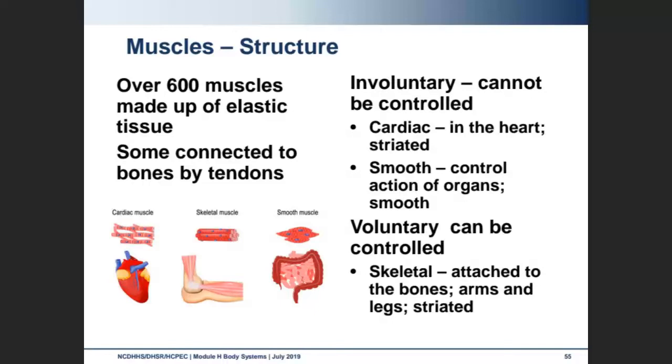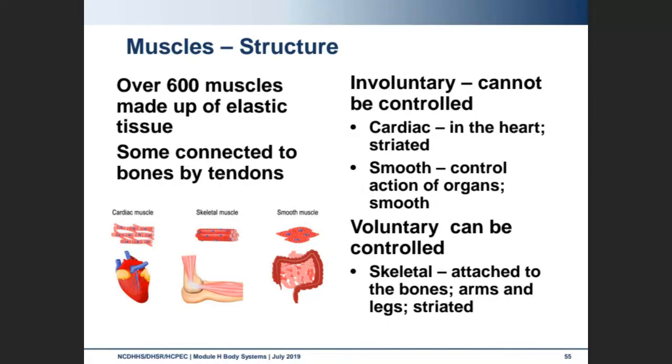Muscles, in our body, we have over 600 muscles that are made up of elastic tissue. Some are connected to bones by tendons, which we'll talk about a little bit more in a minute. But what you need to know is that our muscles can be involuntary or voluntary. Involuntary muscles work automatically, so we don't control them. I think the best example of that is probably our heart muscle, right? The cardiac muscle. We don't have to tell that muscle to work. These muscles are smooth. They control the action of organs such as the stomach, intestines, blood vessels, etc.